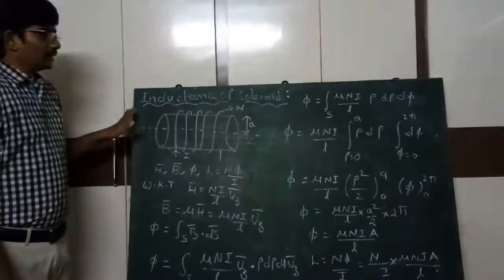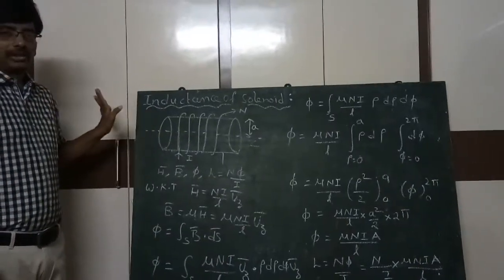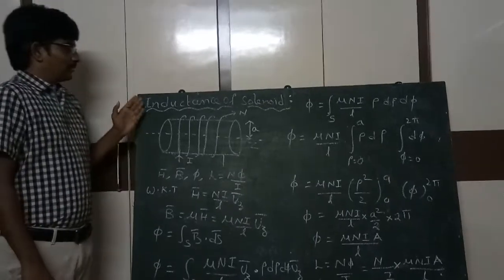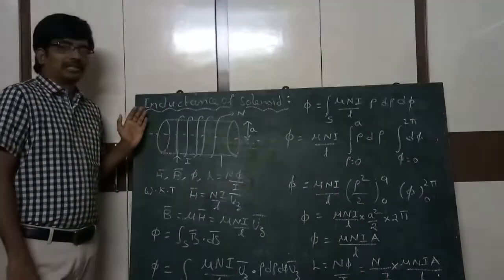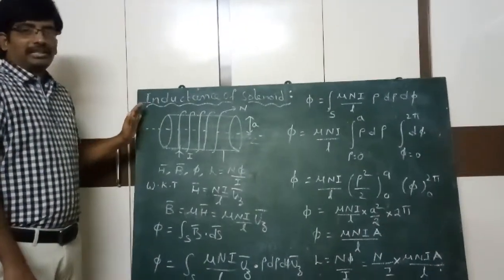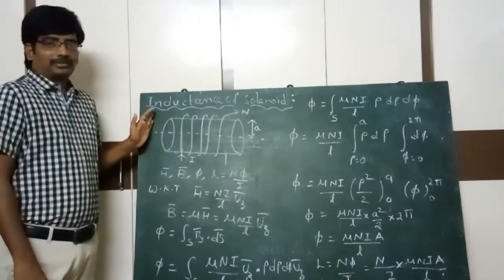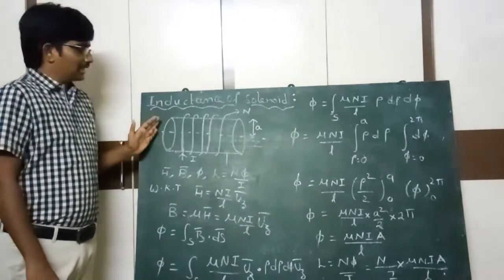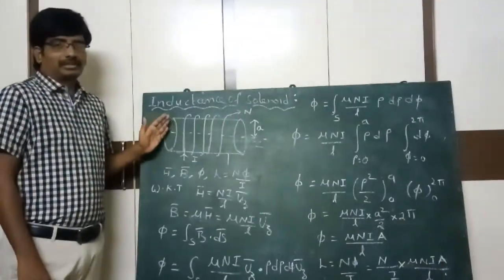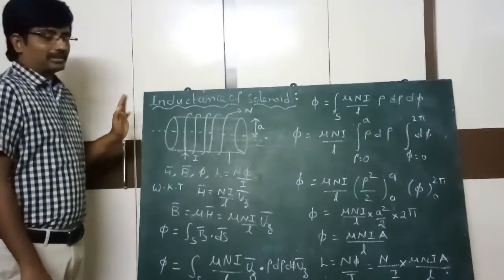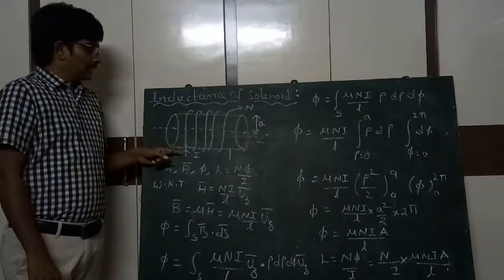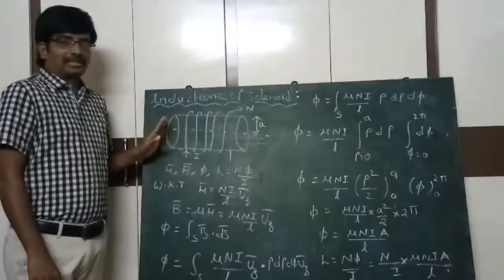I will explain about inductance of the solenoid. So first of all, solenoid means a cylindrical shaped non-magnetic frame which has a large number of closely spaced turns of insulating wire. Whenever current flows through this solenoid, a magnetic field is set up.